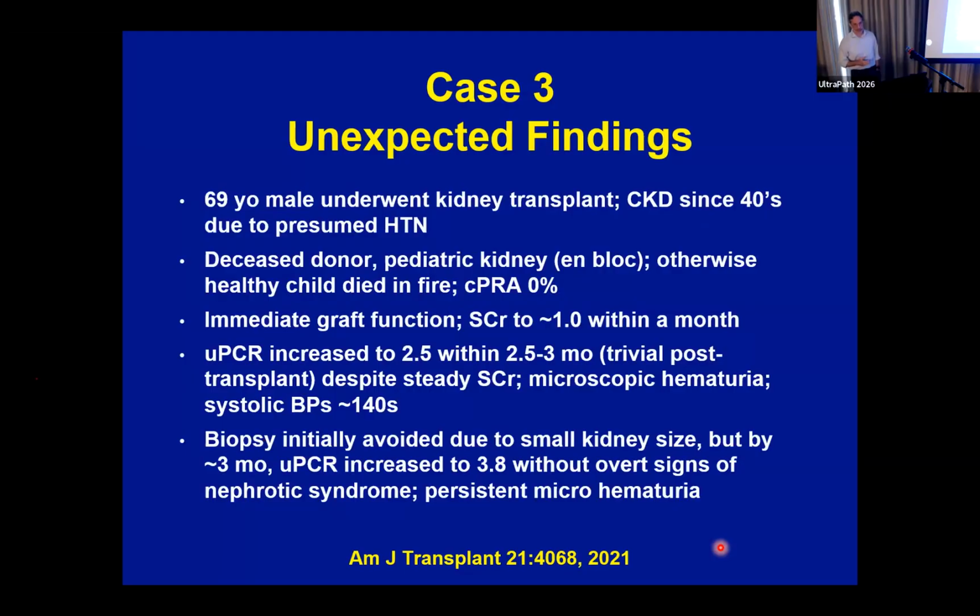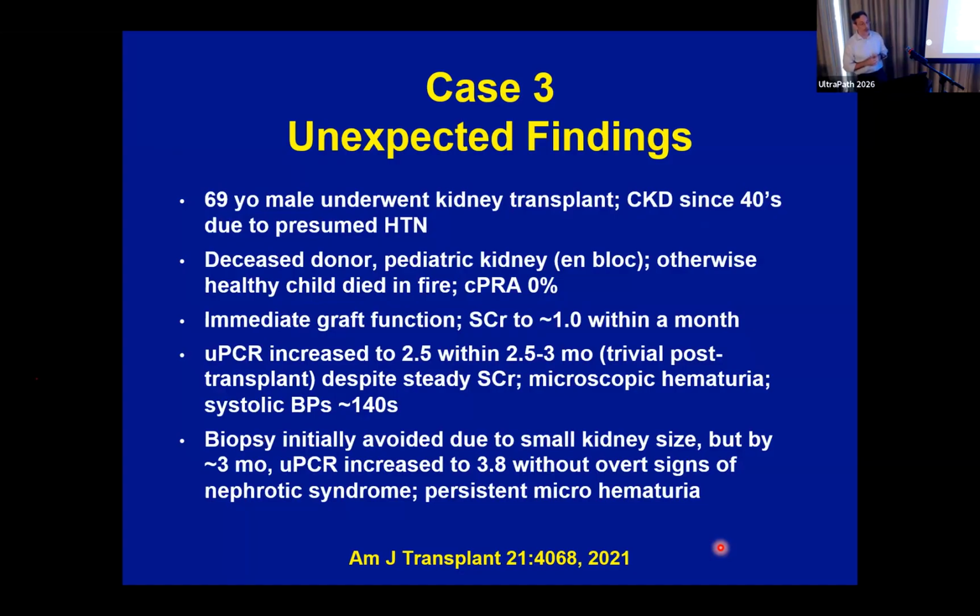Okay, this is a transplant case. This is a 69-year-old male who underwent kidney transplantation. He had CKD since he was in his 40s, presumed to be due to hypertension, but they presume that a lot and don't often prove it, so they didn't really know, to be honest with you.